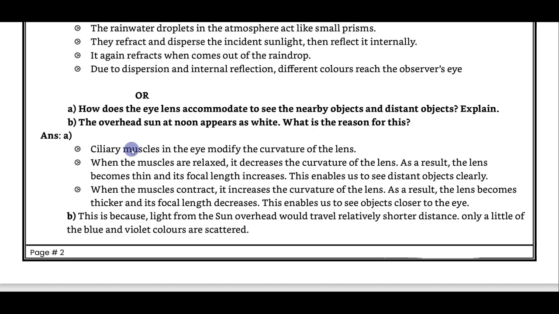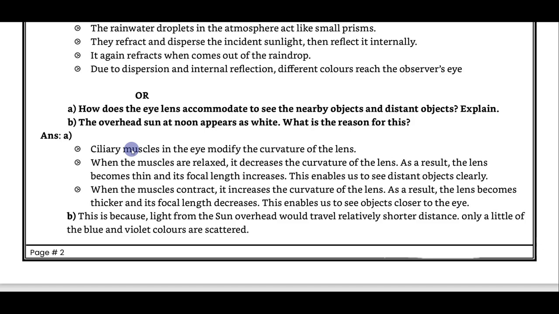Ciliary muscles in the eye modify the curvature of the lens. When the muscle relaxes, it decreases the curvature of the lens. As a result, the lens becomes thin and its focal length increases. This enables us to see distant objects. Because the ciliary muscles relax, the curvature decreases and focal length increases, and we are able to see distant objects.